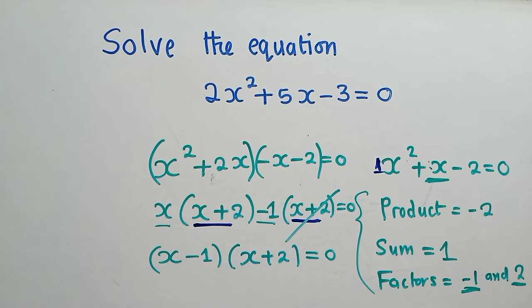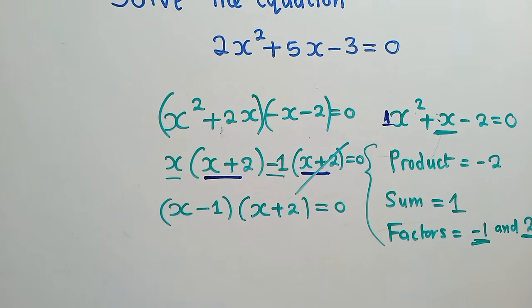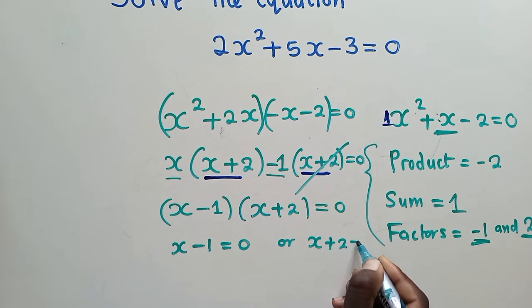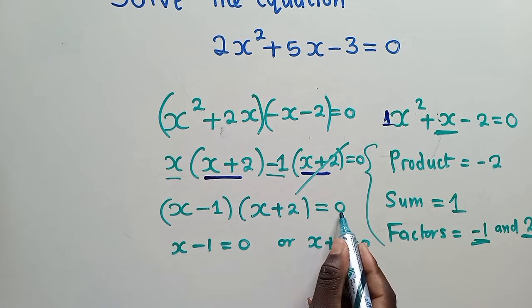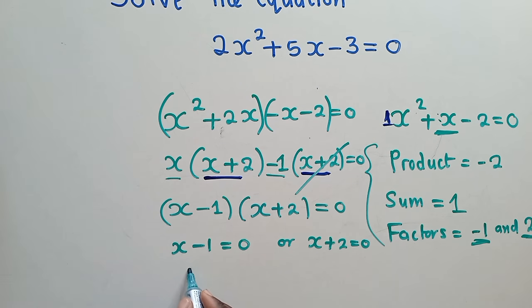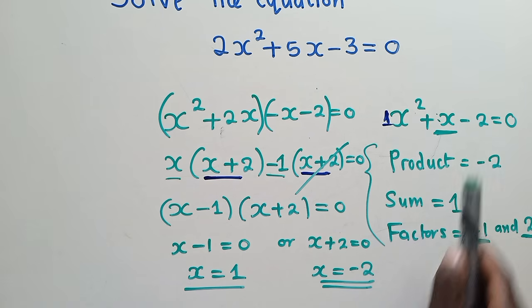You say equal to 0. You see? So now, from this point, you say x minus 1 is equal to 0, or x plus 2 is equal to 0. Just get this equal to 0, or this equal to 0. Okay. Next, you solve. You shall have x is equal to 1. This one will come this side, it will be equal to 1. Here, this one will come this side, it will be equal to negative 2. So these are the two solutions for the example you have right here.